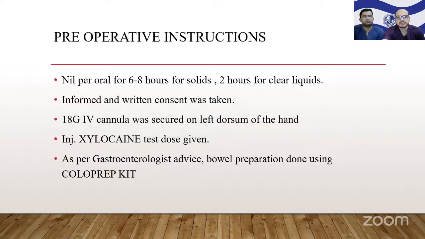Preoperative instructions. The patient was advised NPO for 6 to 8 hours for solids, 2 hours for clear liquids. Informed and written consent was taken. An 18 gauge IV cannula was secured on the dorsum of the left hand. An injection xylocaine test dose was given. And as per the gastroenterologist's advice, bowel preparation was done using the coloprep kit.